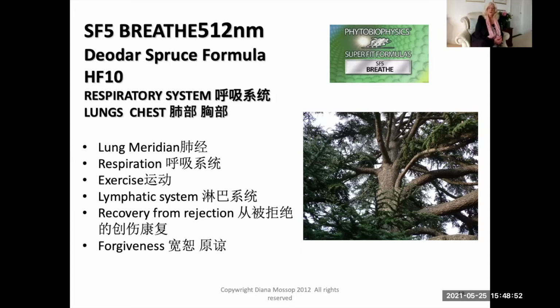So every single constitutional formula, and Breathe Freely, the heart path 3, has a relationship with the Superfit tree formulas. The first of the tree formulas that Breathe Freely is related to is this incredible Deodar spruce, the formula of the tree of God. This incredible tree formula is responsible for supporting people whenever they have any constitutional respiration and lymphatic system issues, and possibly, from a spiritual point of view, recovery from rejection. And of course, how do we recover from rejection? It's a very difficult one: forgiveness.